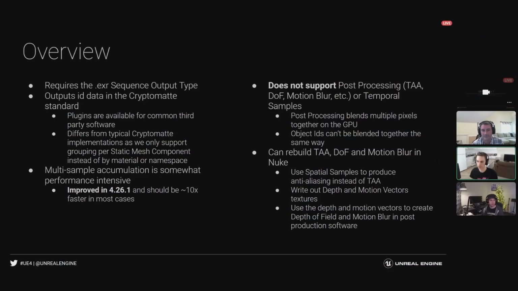So as an overview of the ObjectID pass, it's going to require using the EXR sequence output type. It doesn't work with JPEG because they only store 8 bits, and Cryptomatte needs 32-bit. We, again, output in the Cryptomatte standard. Plugins are going to be available for common third-party software.